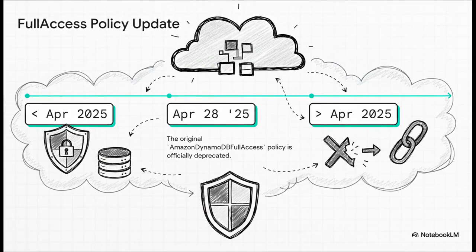And hey, here's a really important heads up. The original full access policy, the one without the _v2, is on its way out. If you're still using it, you've got to start planning a migration to the _v2 version, because come April 2025, it gets officially deprecated. After that date, you won't be able to attach that old policy to any new users or roles. So yeah, this is a change you'll definitely need to make.